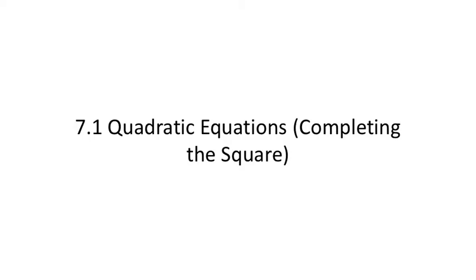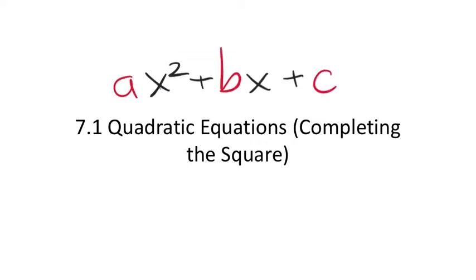So quadratic equations, this is just the beginning part of it, completing the square. We'll get into the completing the square stuff. It doesn't have to make sense now, but a quadratic equation is a trinomial. So stuff that we've been seeing already, x squared plus x plus something else. Usually we see it like ax squared plus bx plus c. This is a quadratic.